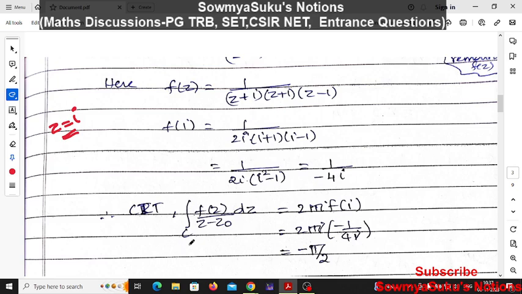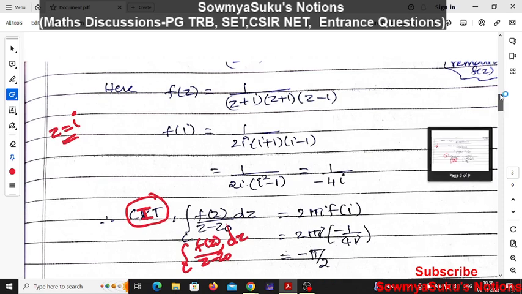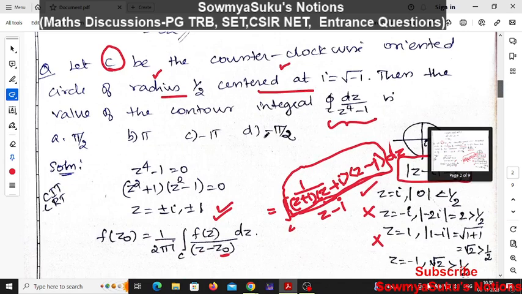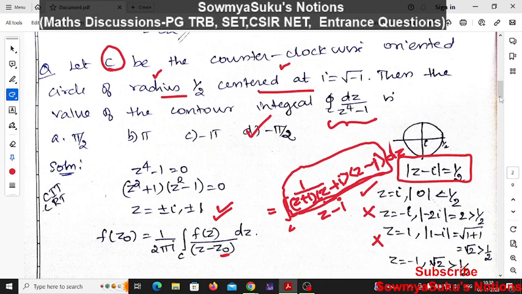So we have to find this one, integral over C f(z) divided by z minus z naught into dz. Which is equal to 2 pi i into f of i, that is Cauchy's integral theorem. So 2 pi i into f of i is 1 minus 1 divided by 4i, cancel, minus pi by 2. So option D is the right one. Option D is the right one.